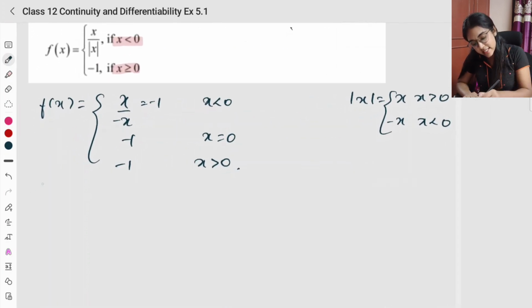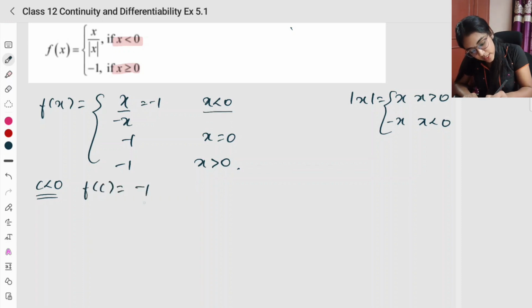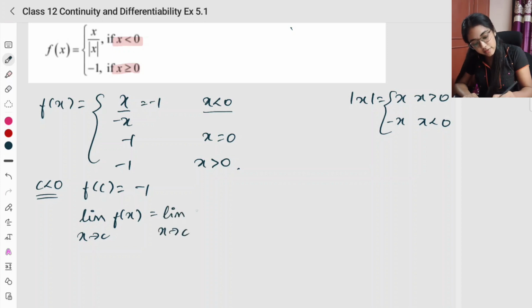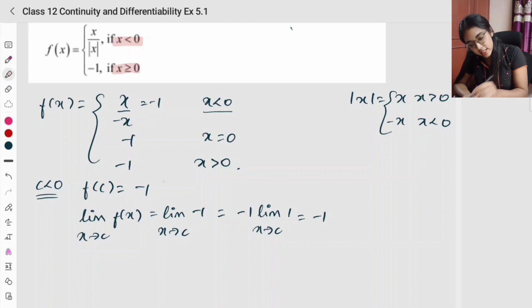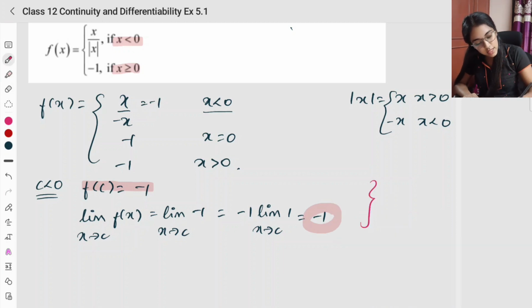First at c less than 0. So for c less than 0, what happens? F of c is going to be, at less than 0, the value is minus 1. So f of c is minus 1. Now limit x tends to c of f of x is going to be limit x tends to c of minus 1. I'm going to take minus 1 outside the limit. What am I left with? Limit x tends to c of 1. This is nothing but minus 1. So what do we see here? At this point f of c is minus 1 and the limit also is minus 1. Okay, so at c less than 0, it is continuous.